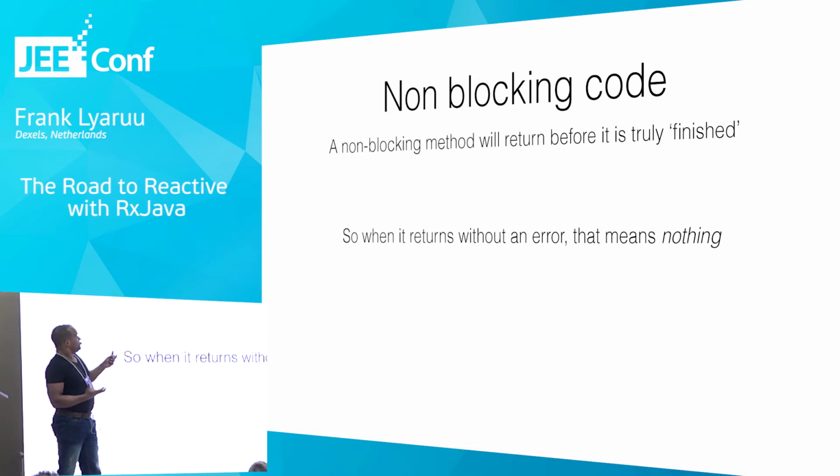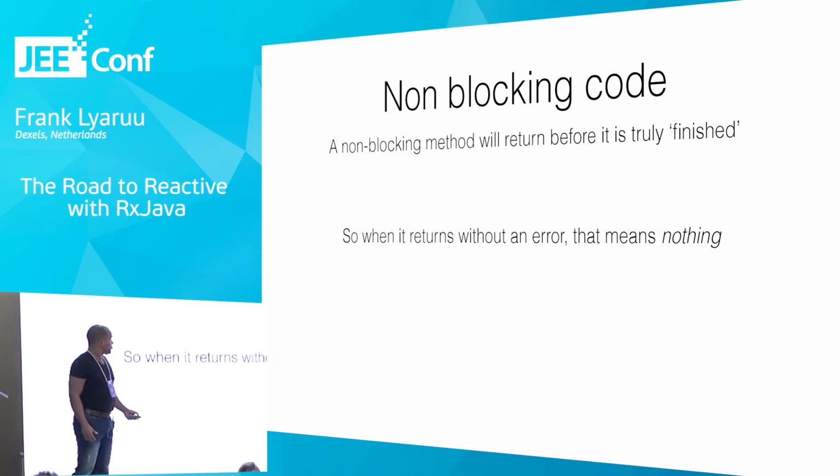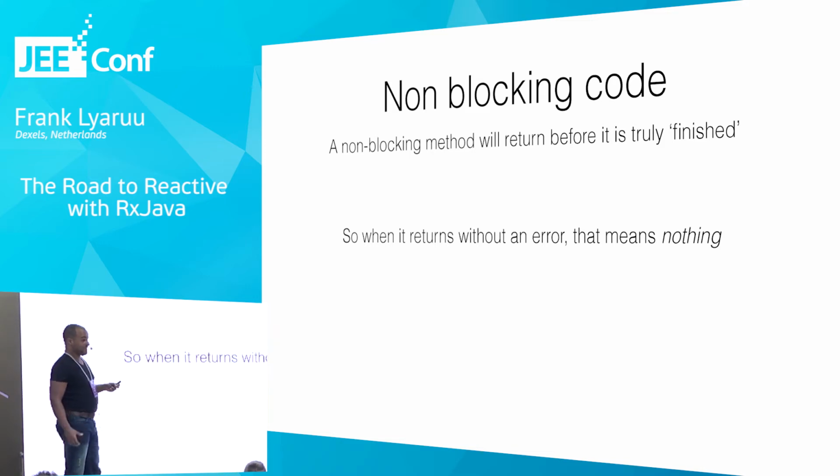So if you take a very short and non-scientific way of looking at what is non-blocking code, it's basically that the method will return before it's really ready. It's kind of ready. So if I write to a socket, I put some bytes to the socket and I say write this, and it will say okay.